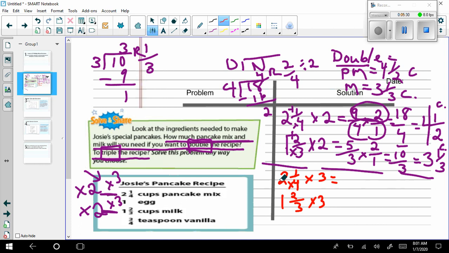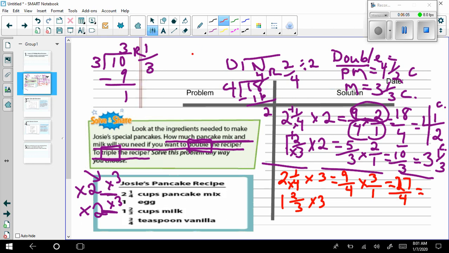So 4 times 2 is 8, plus 1 is 9/4, times 3. And you need to make that a fraction. So you're going to place a 1 underneath it to have the whole number keep its value as 3 wholes. Then you multiply. 9 times 3 is 27. And 4 times 1 is 4. So that's an improper fraction that we need to change into a mixed number.